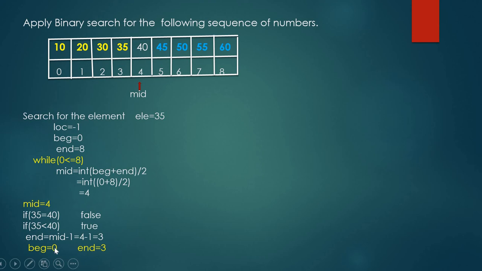Beginning is equal to 0 itself. End is changing to mid minus 1. That is 4 minus 1, that is equal to 3. End is equal to 3.